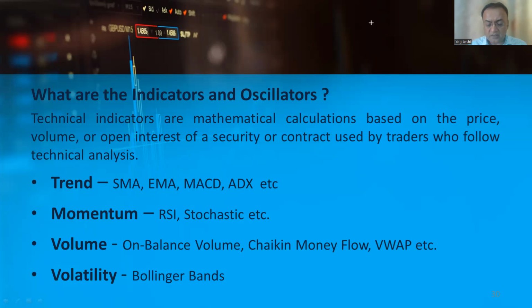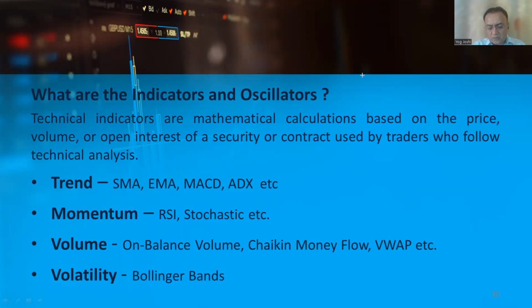So indicators and oscillators are mathematical formulas. They are used by traders who follow technical analysis. An indicator or oscillator gives a numerical value, and that numerical value indicates whether it is time to buy or time to sell. Clear? So we are not discussing all these things as textbook definitions. We are trying to understand indicators in very simple language.